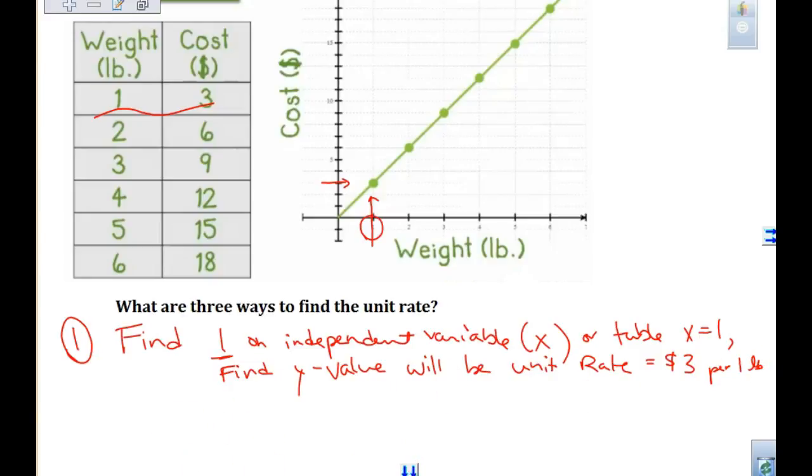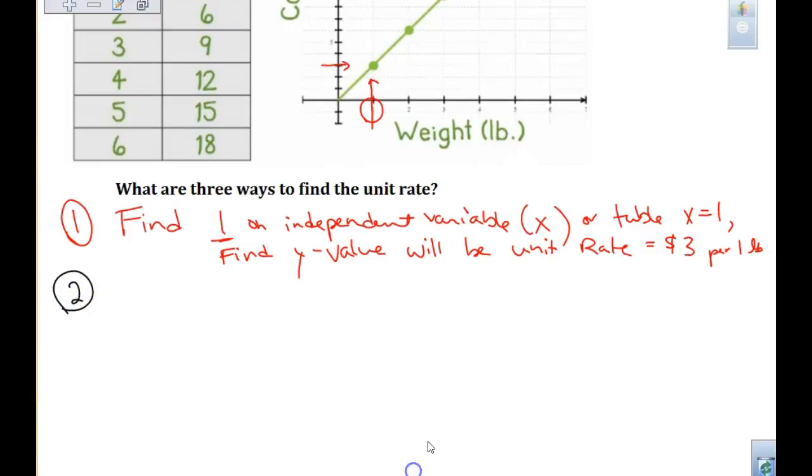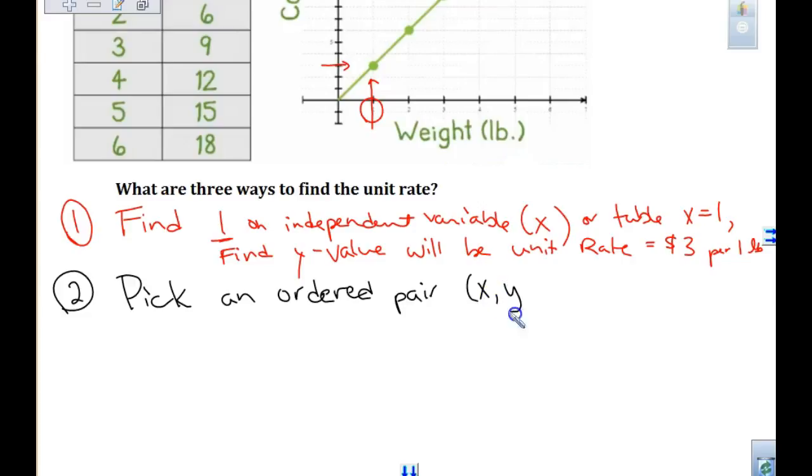The second way that you're going to find your unit rate, we're going to show this in the video as you go through these next couple of places in your notes. You are going to pick an ordered pair. Please write this as you are, so that as you're watching the video, you can hear him explaining this. Ordered pairs are always x, comma, y. That first number always told us to go left or right. The second number told us to go up or down.